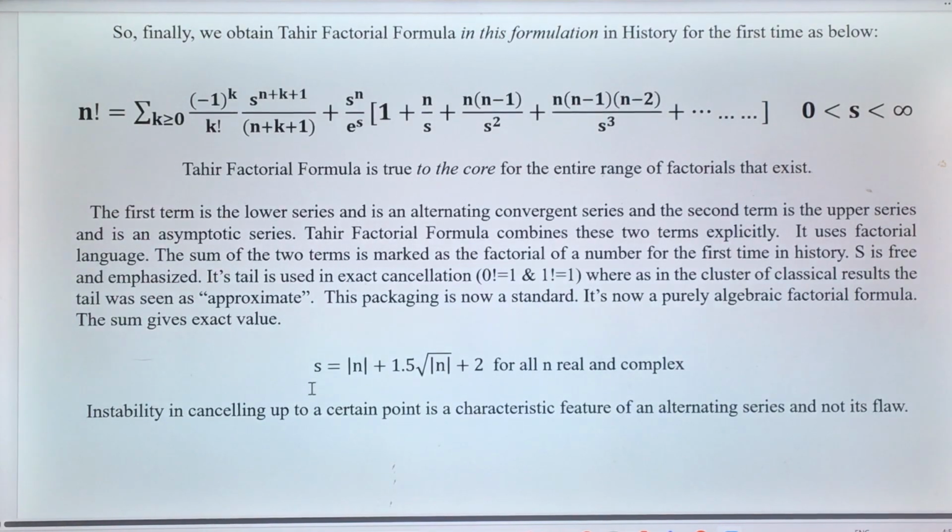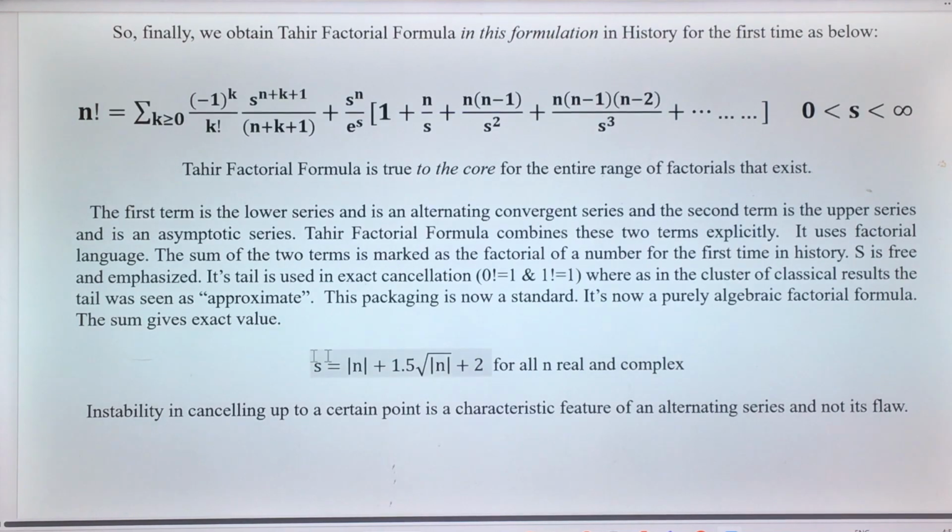For S, a model has been designed: you can use n factorial plus 1.5 square root of n factorial plus 2. Why did I use the absolute value here? Because you can use my formula to get the values of negative factorials as well, except -1, -2, -3, at which one of the series explodes with 0 in the denominator. It creates a pole with infinity. So this is true for all n, real and complex.